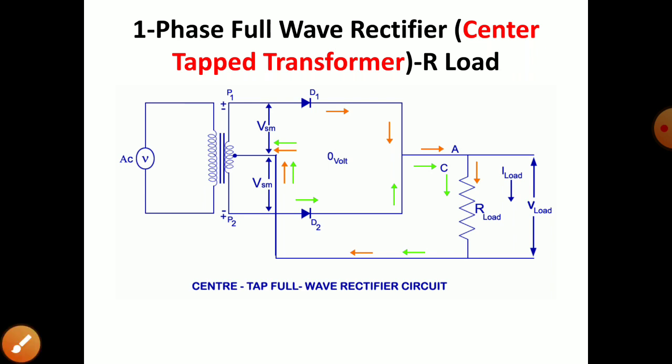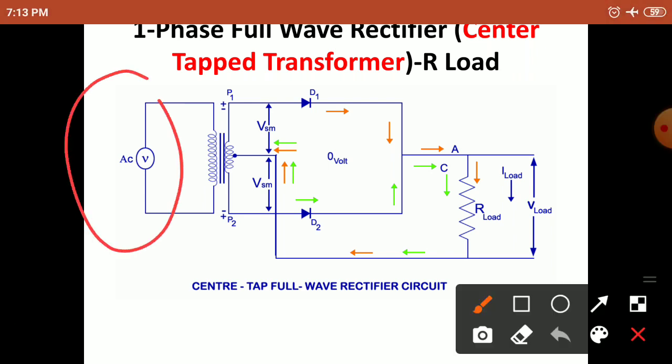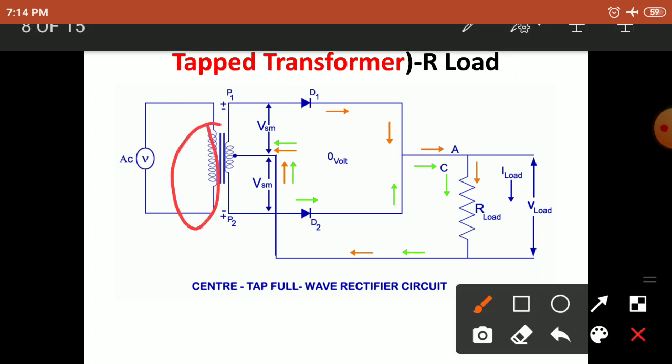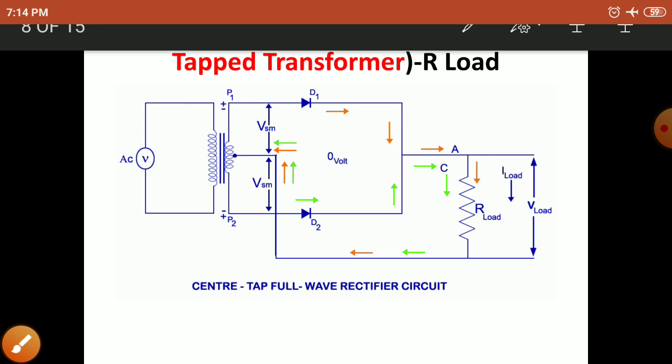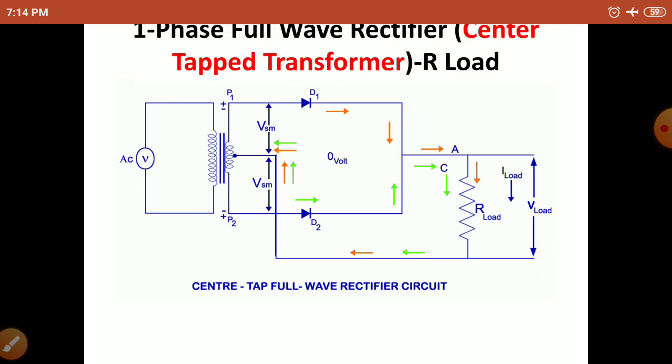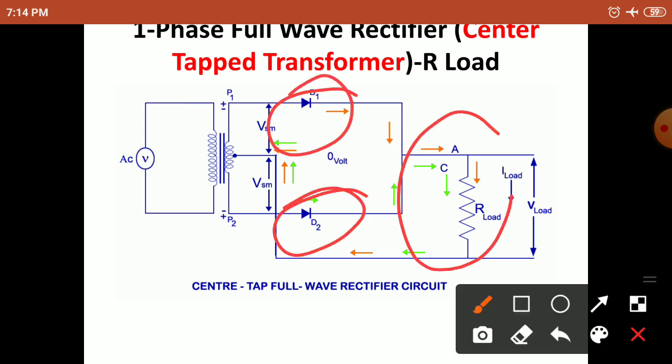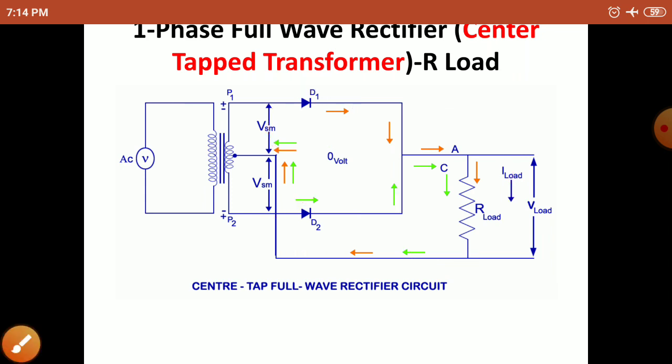You can see here a single phase AC source. It's a step down transformer. How to identify which type of transformer it is? A step down transformer always has more primary windings compared to the secondary windings. So primary windings are more, secondary windings are less, so it's a step down transformer. Then we have two diodes, D1 and D2, and the load is a purely resistive load. This is a single phase full wave rectifier with a center tapped transformer connected to a purely resistive load. Now I'll explain the operation.